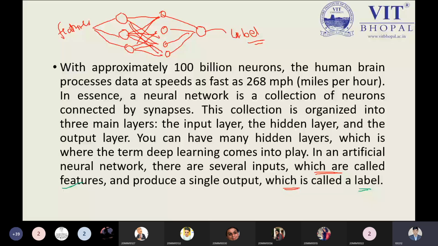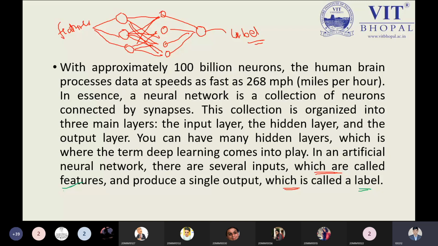So you can have many hidden layers, which is identified by multiple perceptrons, or we can say the multi-layer neural network, and that is applicable in deep learning, in a deep learning model. So sometimes it is also known as the deep neural network.